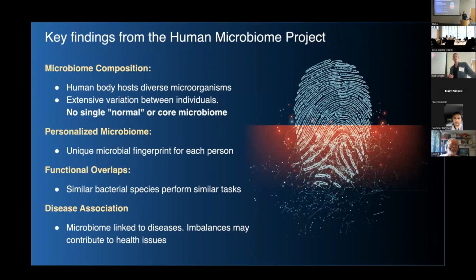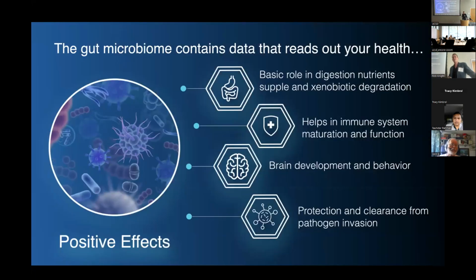And the key findings from the HMP were about the diversity of the microbes on the human body, the massive variation between individuals. So you're probably 99.99% identical in your human genome to the person you're sitting next to, but you're probably 90% different in your microbes. So each of us has a unique microbial fingerprint. We're starting to use that for all kinds of things like forensics. There's functional overlap where different microbes can do the same job, and we really need to understand that much better. And then there's disease associations, as I mentioned.